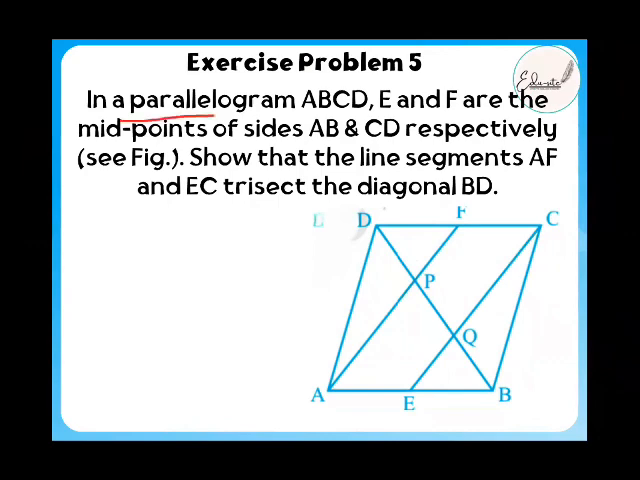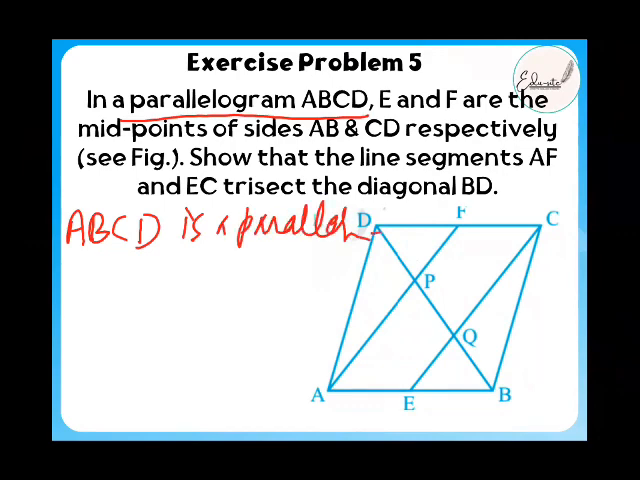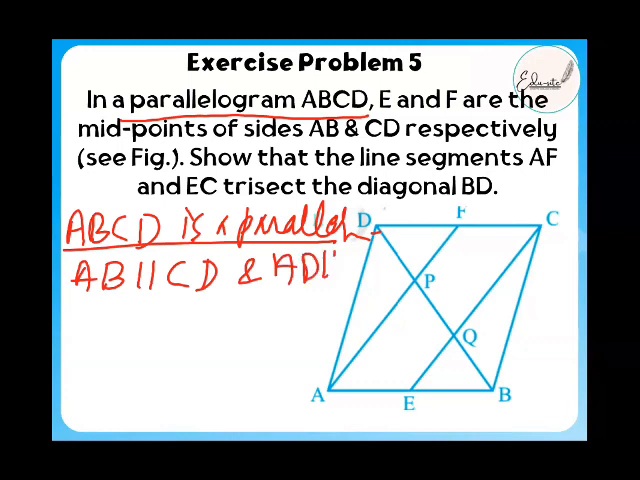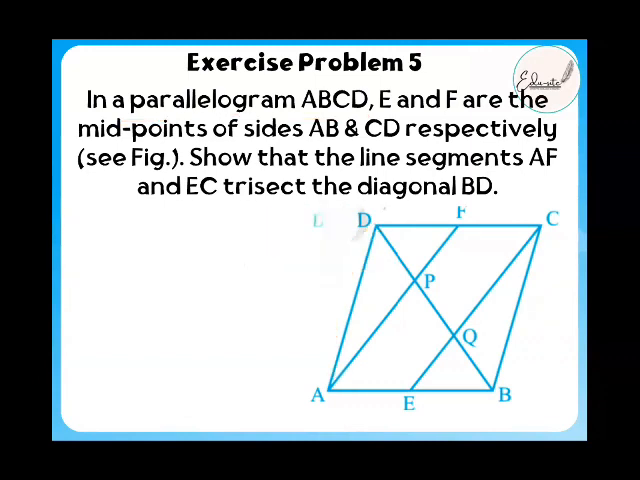Now we know what is given, beta. ABCD is a parallelogram. Correct? If it is a parallelogram, then we know that AB is parallel to CD and AD is parallel to BC. In a parallelogram, opposite sides are parallel to each other. Yes, excellent. Now we also know that in a parallelogram, AB is equal to CD. Why? Because opposite sides in a parallelogram are equal.